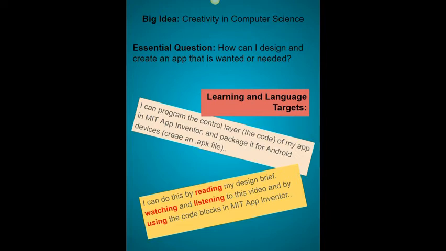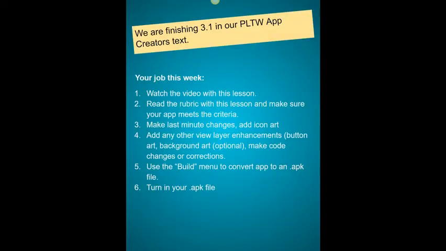You can do this by reading your design brief, watching and listening to this video, and using the code blocks in MIT App Inventor. If this sounds like a repeat, including the typos of last week, you're right, it is. Now, here's what's different. This is what your job is this week. Of course, watch this video and then read the rubric with this lesson and make sure your app meets the criteria. And guys, if you've been keeping up, this week is really just checking your work.